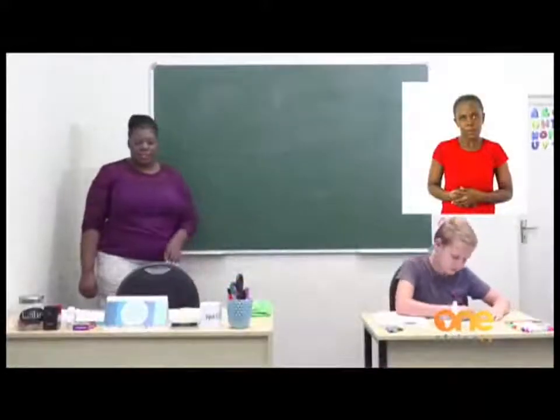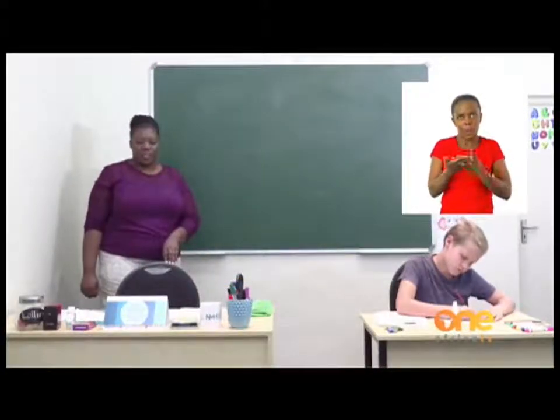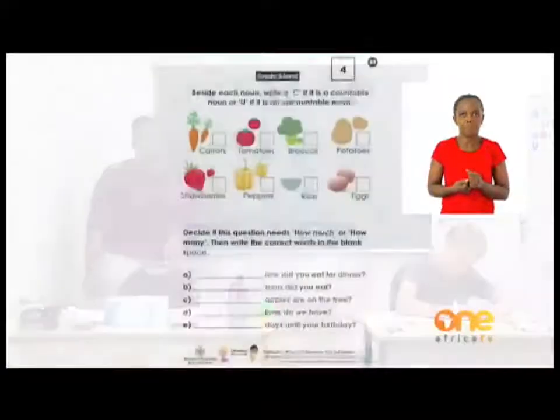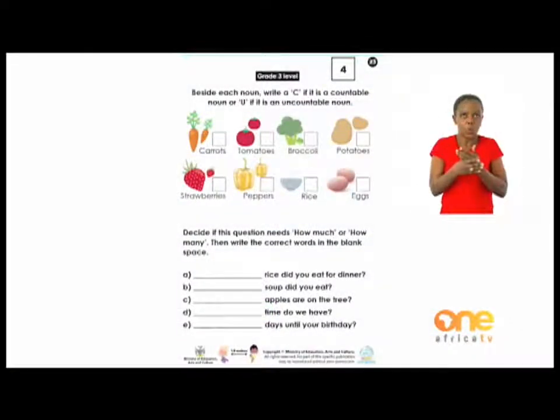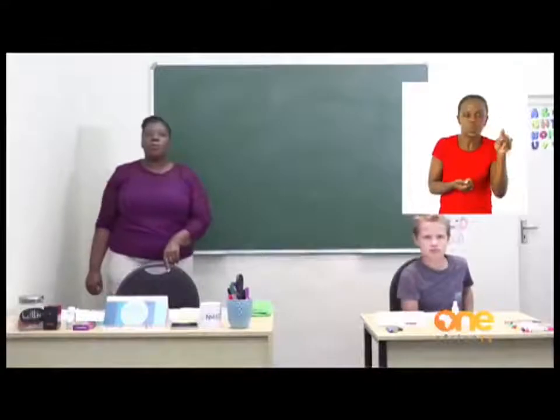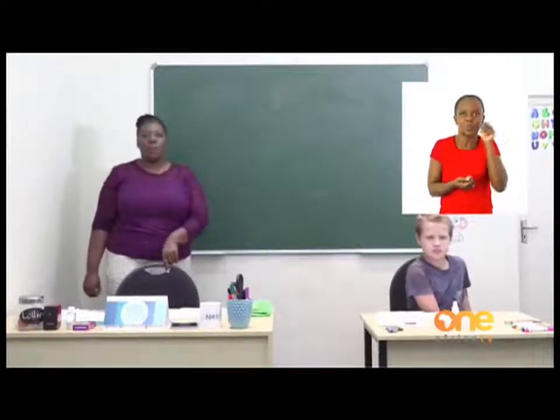This activity is coming from page 23. We are going to learn about new nouns, countable nouns and uncountable nouns. You are supposed to write a C on countable nouns and a U on uncountable nouns. Besides each noun, we are going to write a C if it is a countable noun. What is a countable noun? Countable nouns are nouns that we can count.